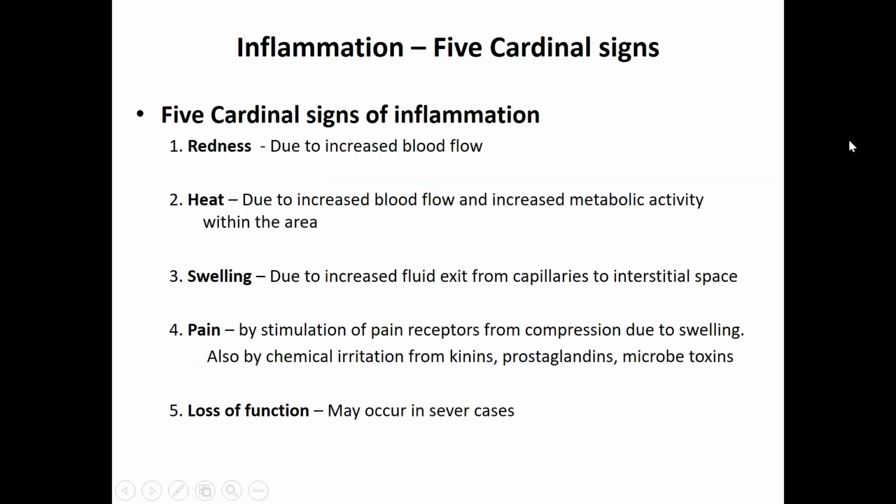Now, there are 5 typical, or what are called cardinal, signs of inflammation. So I want to go through those just to mention what you should see in an inflammatory response. Remember, this is a local response. So if you get a cut on your arm and maybe it gets slightly infected, you would see these 5 signs. All right, redness is the first.